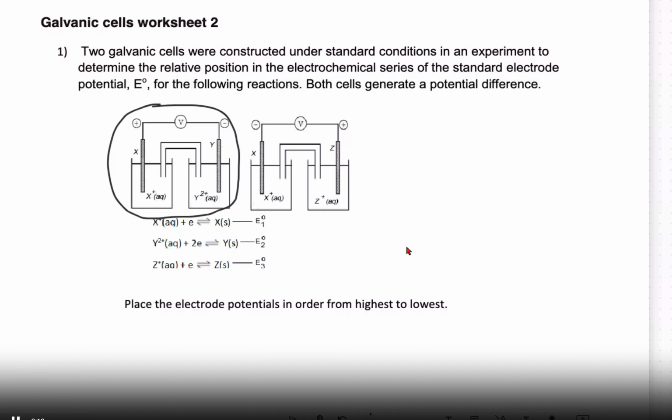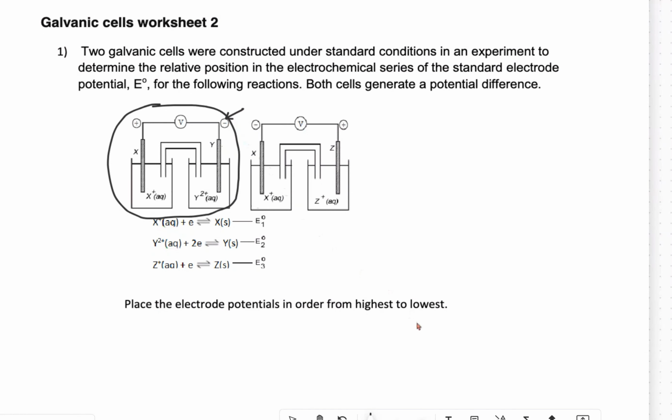The oxidation half cell always has the negative electrode, which is called the anode. And the reduction half cell always has the positive electrode, and that is called the cathode. Okay, anode is negative, cathode is positive in galvanic cells.